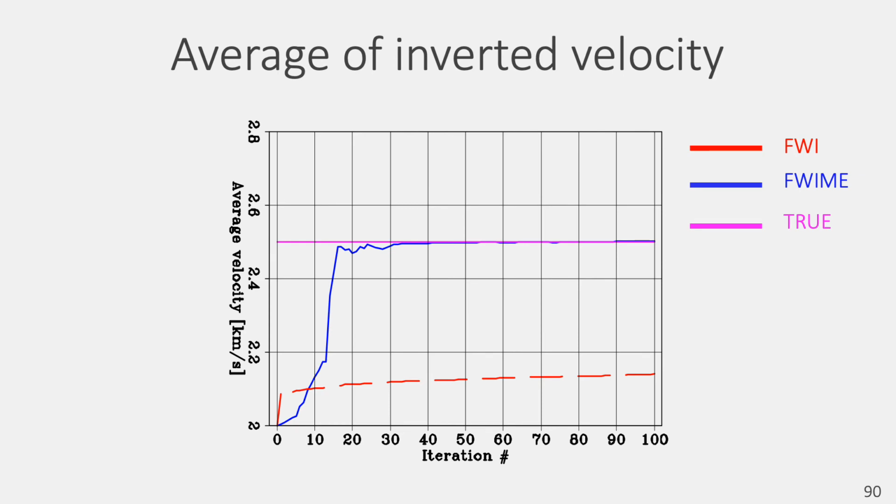We can plot the inversion results by comparing the average of the inverted velocities with conventional FWI in red and with FWIME in blue. We chose this model metric because of the inherent uncertainty in the conventional travel time tomography problem, especially with such an unconstrained problem as this one. Finally, we can clearly see that FWIME converges to the optimal solution, whereas FWI is trapped in a local minimum.